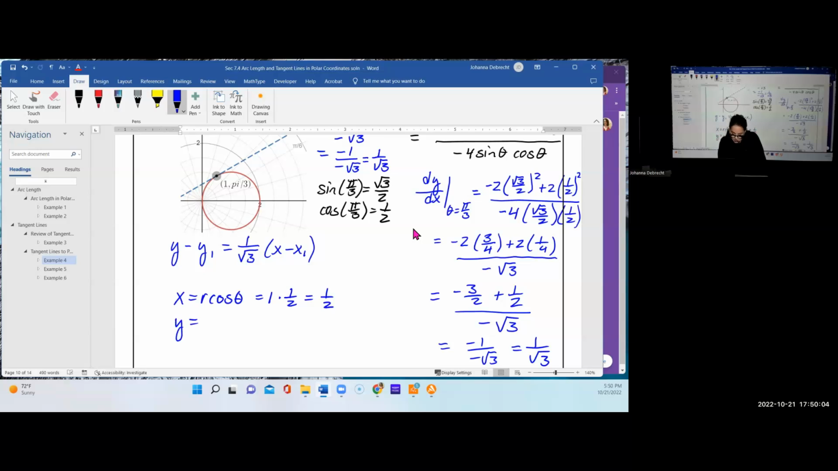What is y at that point? Well, y is r sine of theta. R at pi over 3 is 1. And the sine of pi over 3 is the square root of 3 over 2. So I get the square root of 3 over 2.